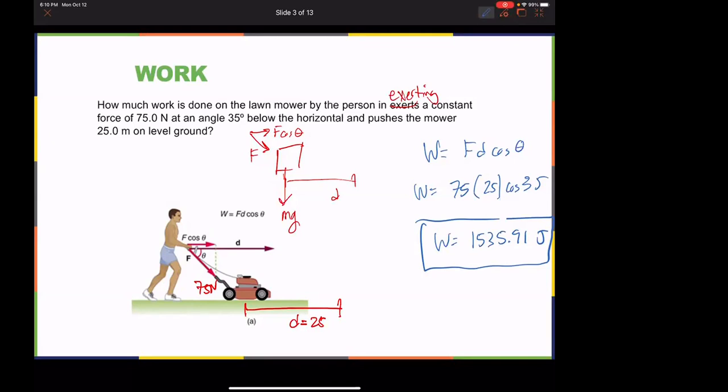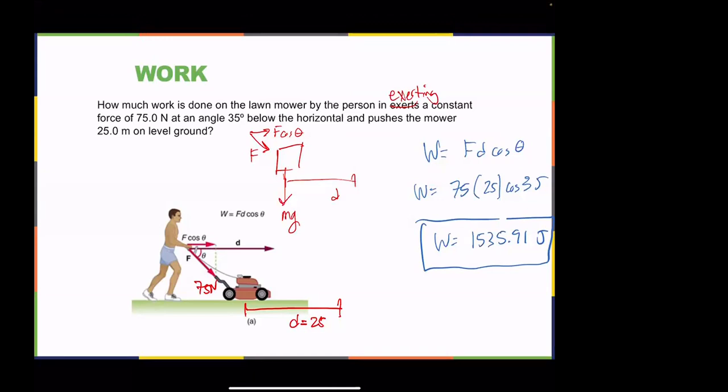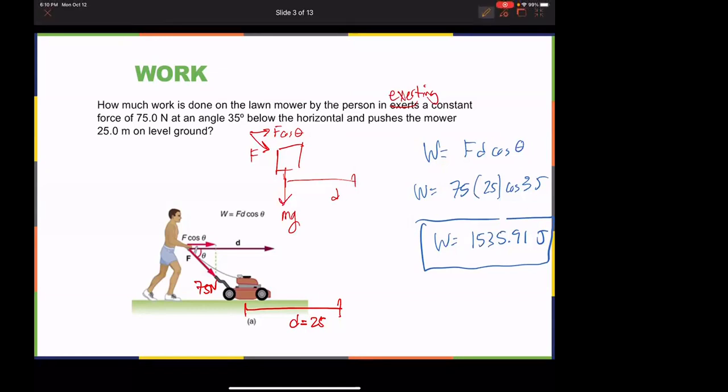Do you have a question? Do you ever have to subtract by 90 degrees or no? No. Well, if you're on an inclined plane, you will. We'll do one of those too. Okay. I have a question.